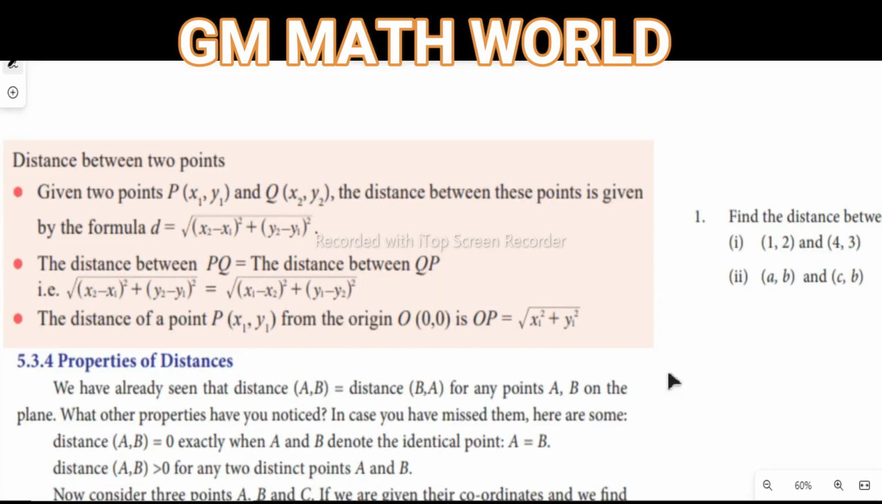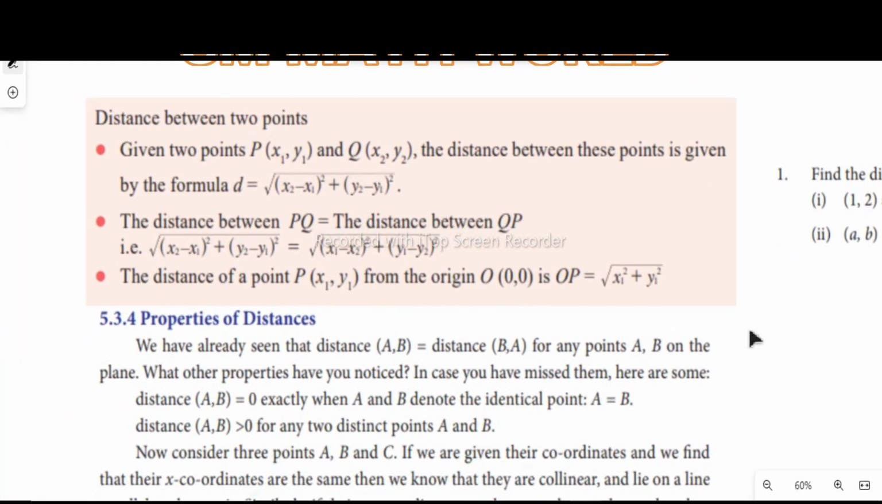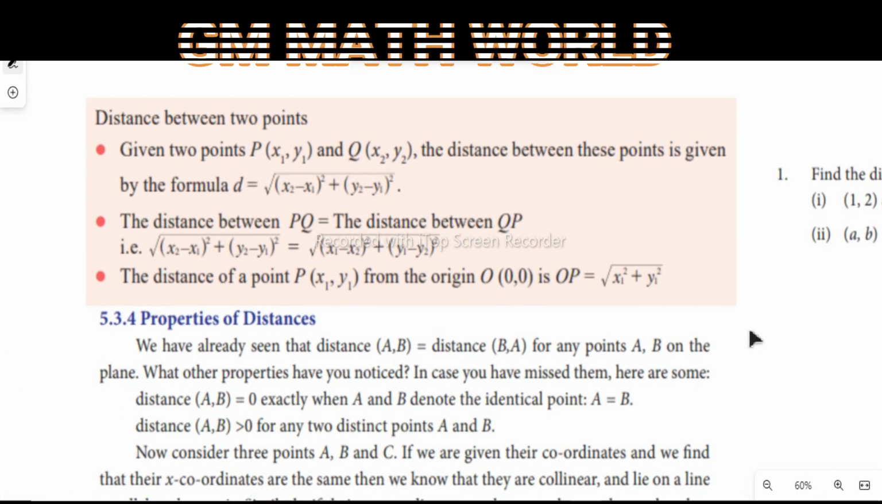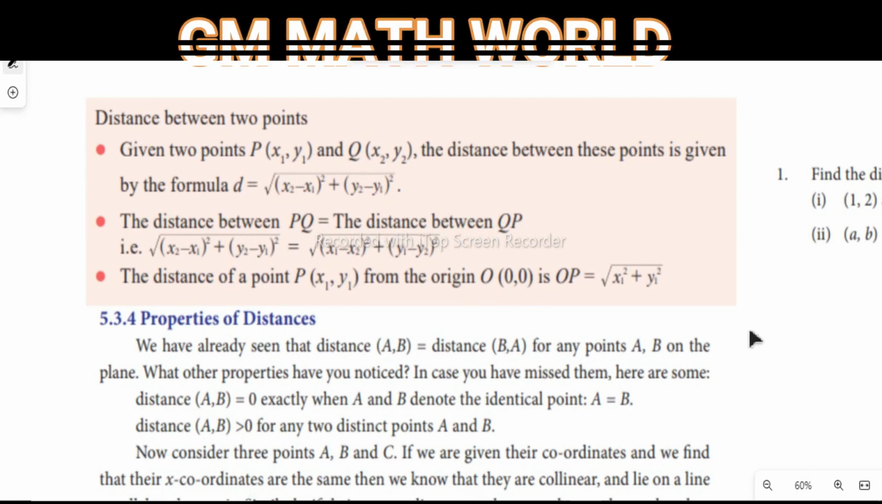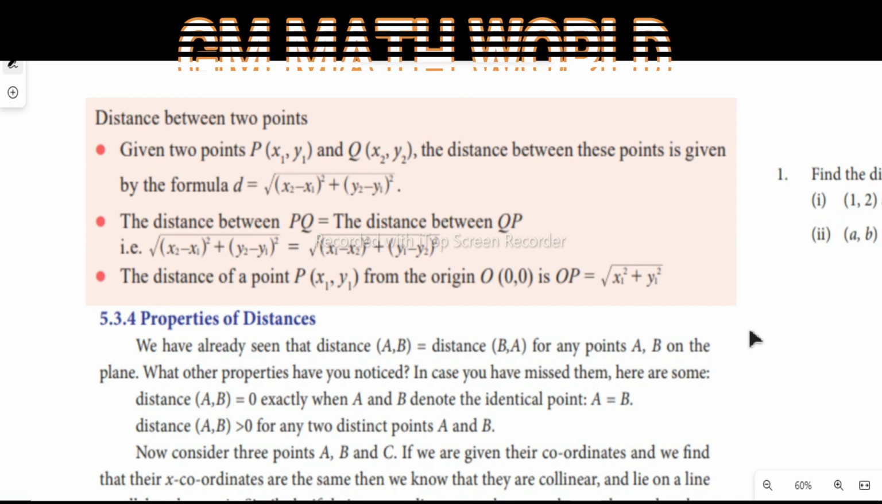Today you are going to learn distance, how to find the distance between 2 points. Given 2 points P of x1, y1 and Q of x2, y2, the distance between these points is given by the formula D equals the square root of (x2 minus x1) whole square plus (y2 minus y1) the whole square.